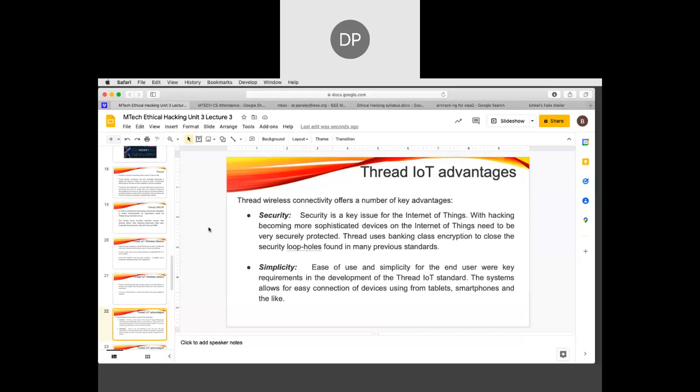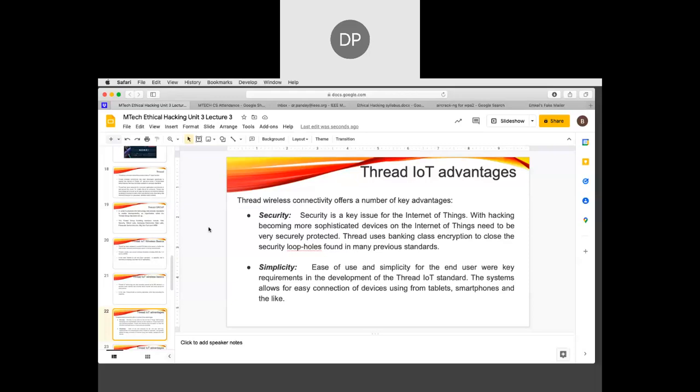Thread IoT advantages. Thread wireless connectivity offers a number of key advantages. First is security. Security is a key issue for the Internet of Things, with hacking becoming more sophisticated. Devices on the Internet of Things need to be very securely protected. Thread uses banking-class encryption to close the security loopholes found in many previous standards.